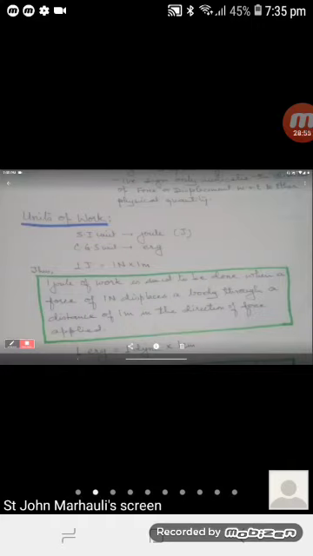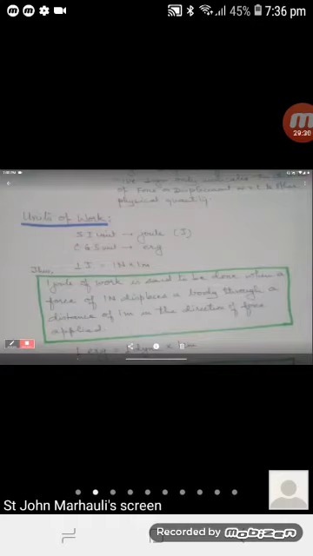Now let us try to define when we can say that the work is 1 joule. Now 1 joule is basically equivalent to 1 Newton into 1 meter. Force, Newton, displacement, meter. What does this mean, 1 Newton into 1 meter? It simply means that if you apply a force of 1 Newton and it causes the displacement of the body by 1 meter in the direction of the force applied, then the work done is said to be 1 joule.